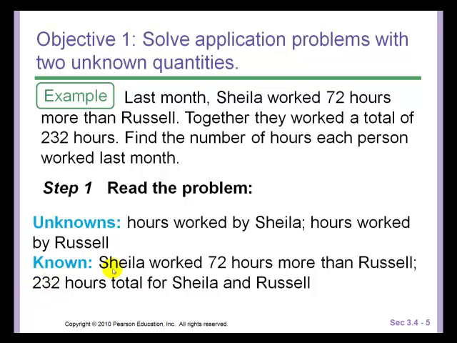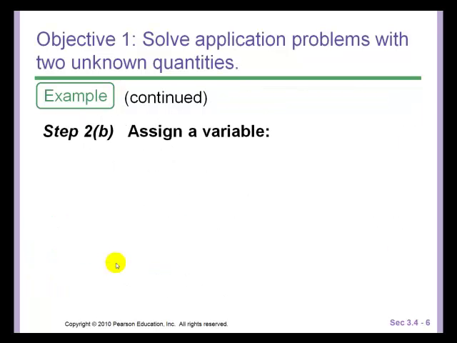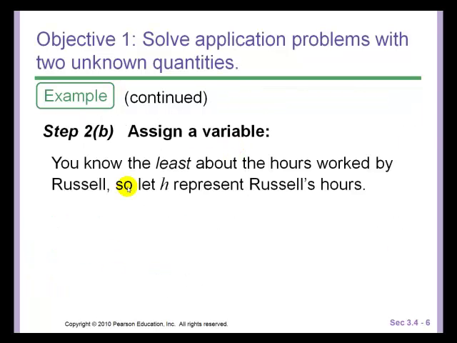So as you can see, we know a little bit more about what Sheila did. Therefore, when we assign the variable, we're going to assign the variable to Russell, because Russell is the person that we knew the least about. So we will let H represent Russell's hours.